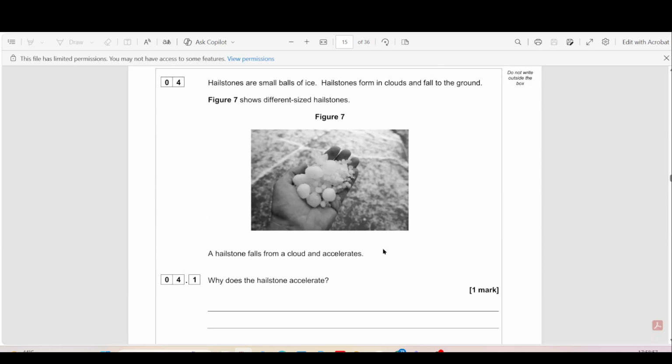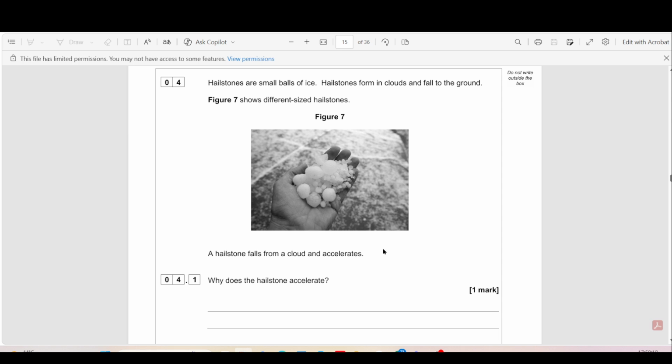Hailstones are small balls of ice. Hailstones form in clouds and fall to the ground. A hailstone falls from a cloud and accelerates. Why does the hailstone accelerate? It accelerates because of gravitation. When it drops from above, it speeds up as it continues falling because of its weight.